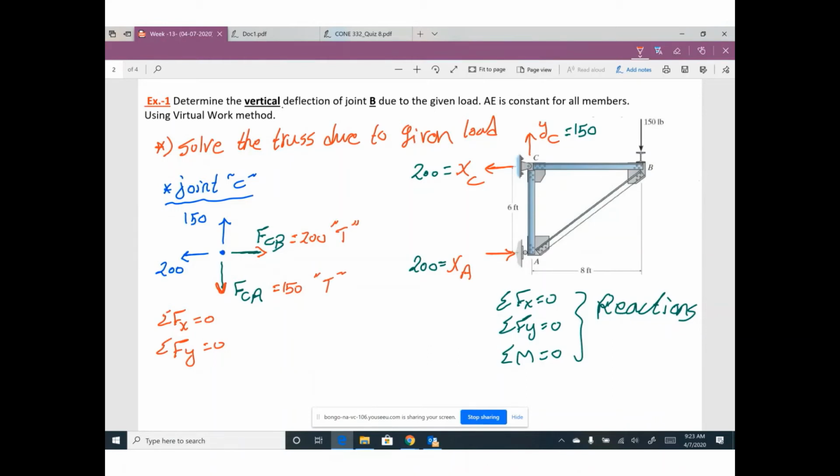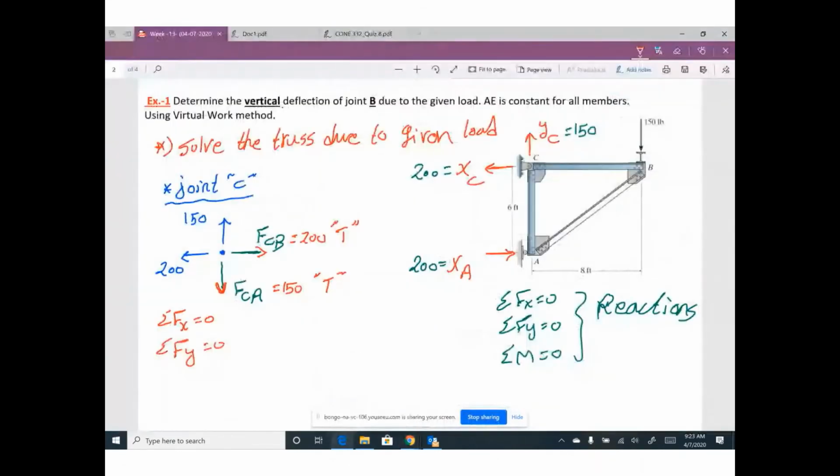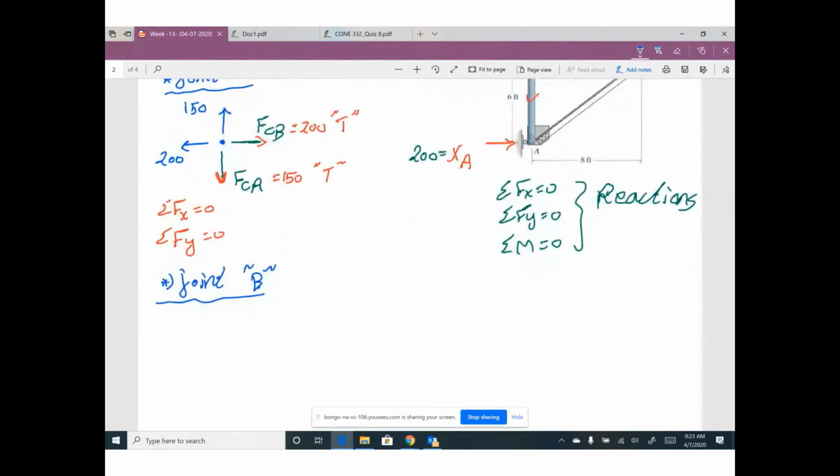Any questions so far? Keep going. I just determined the forces in this member and this member only. I need to figure out the force in member AB. So let's try joint A. I'm sorry, no, it's joint B. Joint B, here you go.